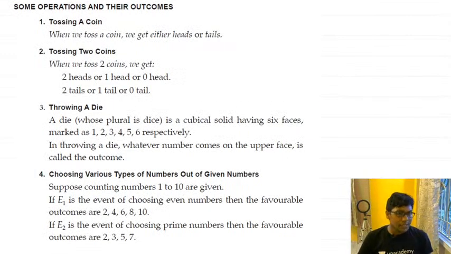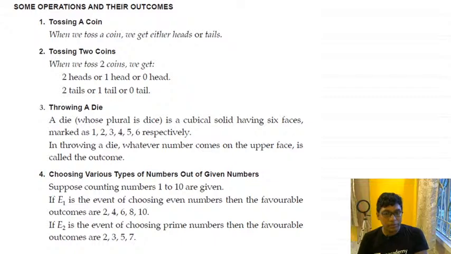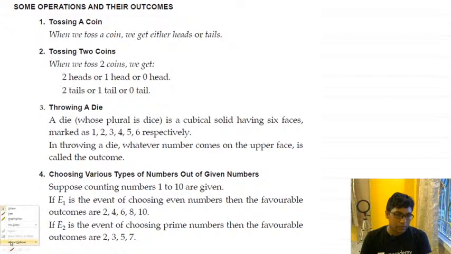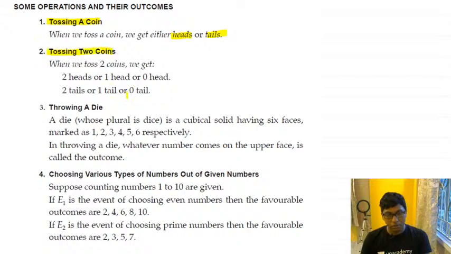Now, some of the operations and their outcomes. I have taken some basic operations and their outcomes because these are the things that we are going to try again and again as our experiments. First, tossing a coin. When I toss a coin, there are two outcomes, head or tail. Tossing two coins, there will be four outcomes: head head, head tail, tail head and tail tail.